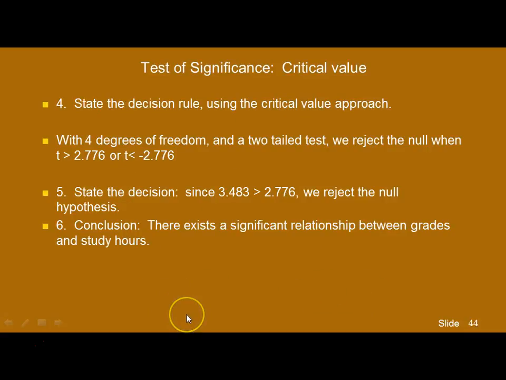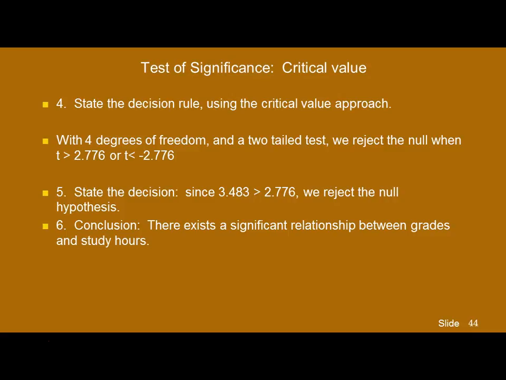If we're using the critical value approach, we'd have to go to the t-table and get our critical t-values. If you do that with 4 degrees of freedom and a two-tailed test, we would reject the null hypothesis if we get a t-value above 2.776 or below negative 2.776. Since our t-value of 3.483 exceeds 2.776, we reject the null. And therefore we conclude that there is a significant relationship between grades and study hours.